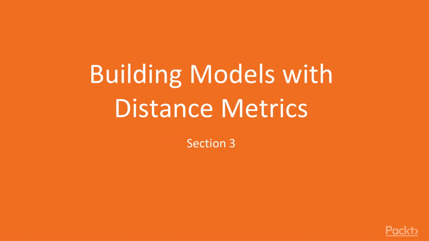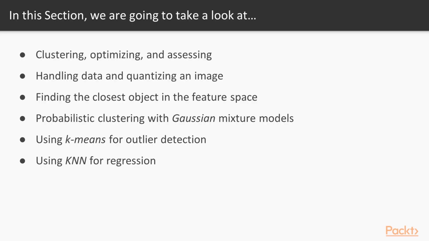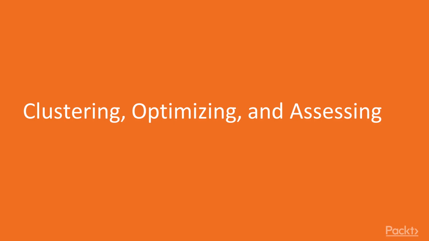Welcome to the brand new section of this course, Building Models with Distance Metrics. In this section, we will look at clustering, optimizing and assessing, handling data and quantizing an image, finding the closest object in the feature space, probabilistic clustering and Gaussian mixture models, using k-means for outlier detection, using KNN for regression. Now let's move on to the video, clustering, optimizing and assessing.